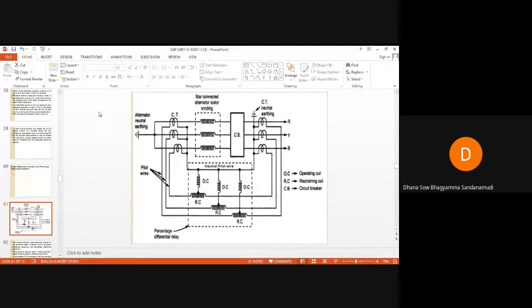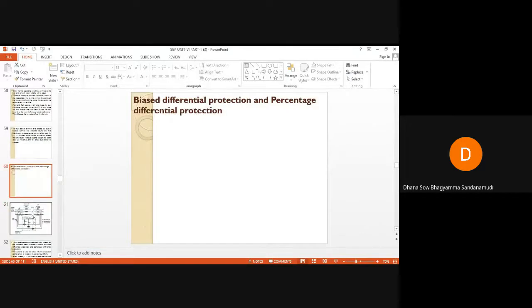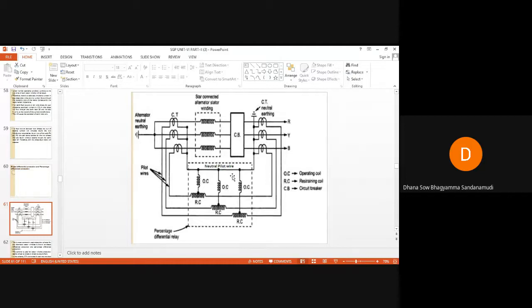So this is the operation of your biased differential protection, and you can adjust the tripping for certain settings, and restraining can also be adjusted to a certain percentage value. Tripping time you can vary, you already know that. You can set the tripping time of the relay, as well as the restraining percentage. The restraining coil percentage can be adjusted to a certain value.